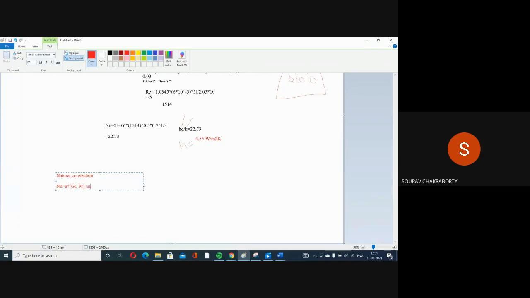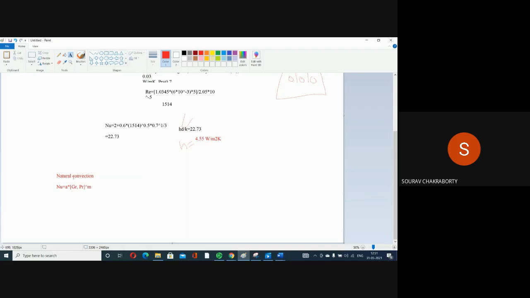So this particular expression we are going to utilize: Nusselt number equal to A into Grashof number into Prandtl number to the power m. For this A and m value, there are standard charts available for different cases. If you have a vertical plane, horizontal cylinder, horizontal plates, different charts are available. For these different conditions or structures, if we have the value of Grashof number and Prandtl number, we can easily get the value of A and m from the standard chart. So this expression will be utilized for natural convection.